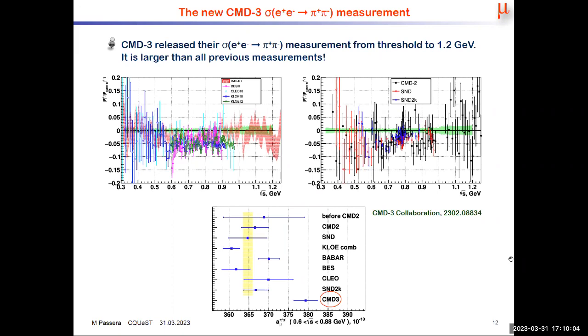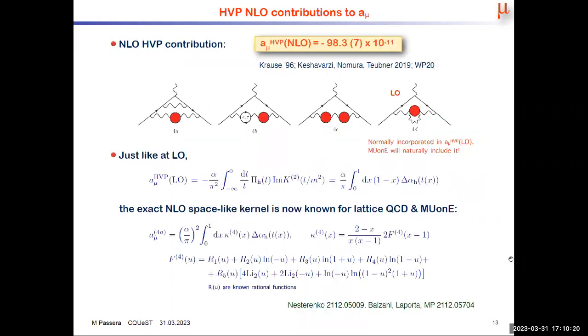Much higher means it goes in the direction of the G-2 experiment. Okay? Towards the agreement with the G-2 experiment, but in disagreement with everything else. So, really puzzling. I'm going a bit slow. Let me speed up a little bit.